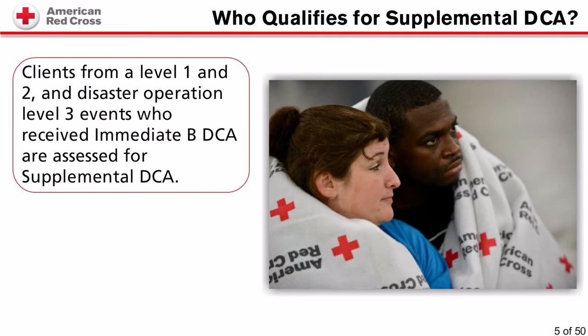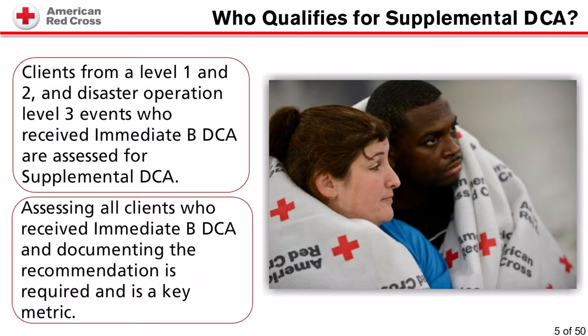All clients from a regional single and multifamily event level 1 and 2 and disaster operation level 3 events who received immediate B DCA are assessed for Supplemental DCA qualifications, and the recommendation is always documented in CAS. Assessing clients with immediate B DCA and then documenting the recommendation is a required procedure that is a key metric tracked across all regions and used to measure client service quality.